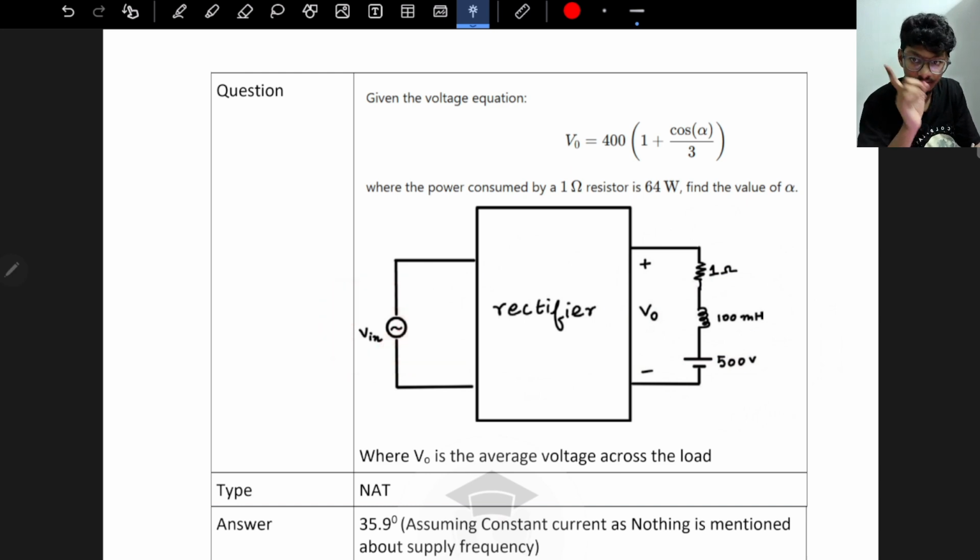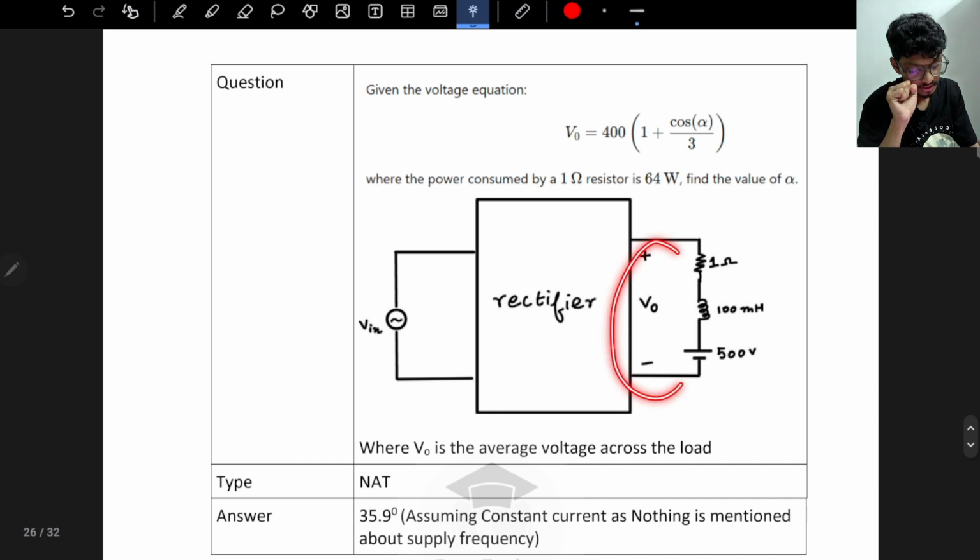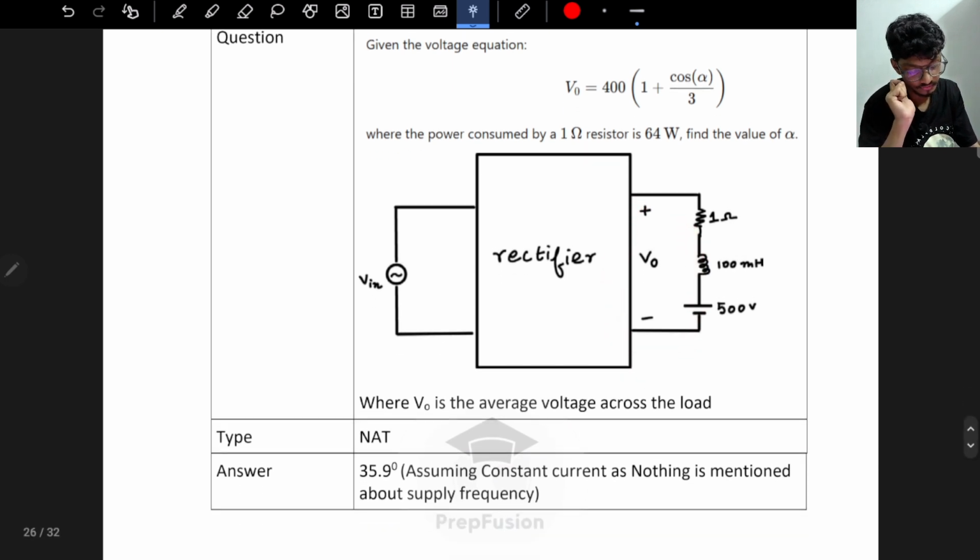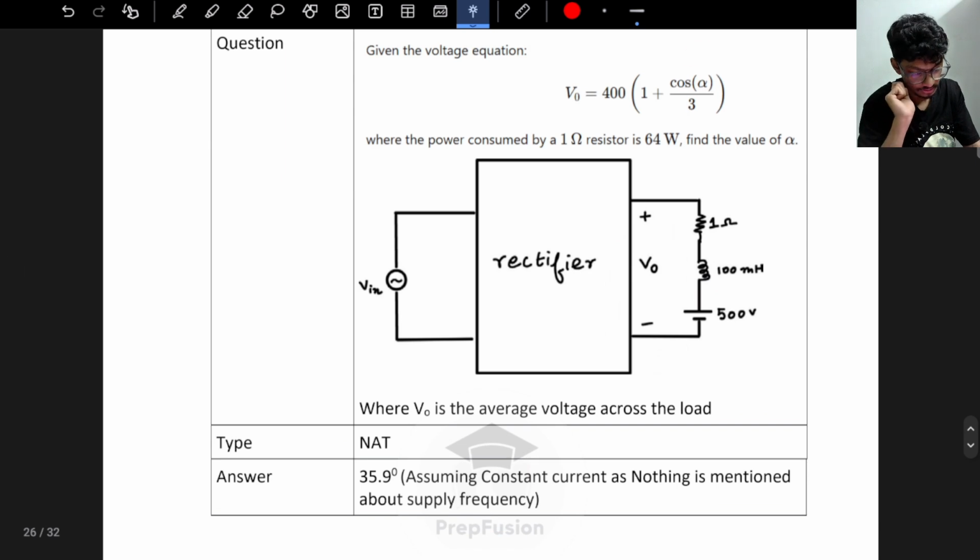But they have not mentioned the input frequency. So ultimately what you have to find out, the average, you have to find out this angle alpha.